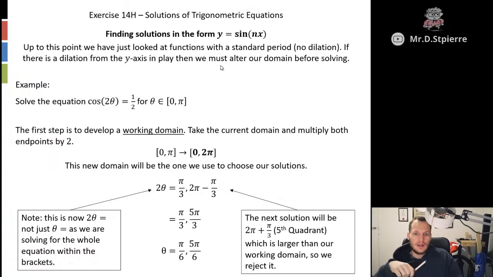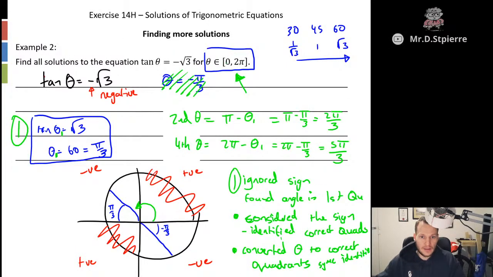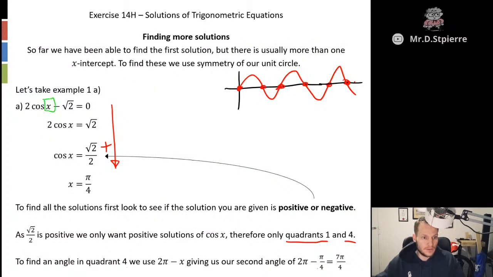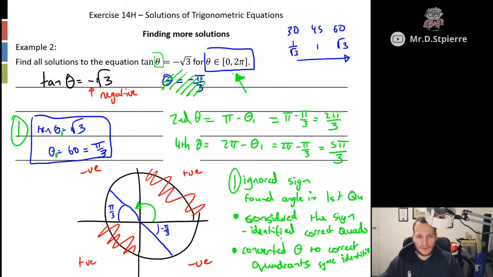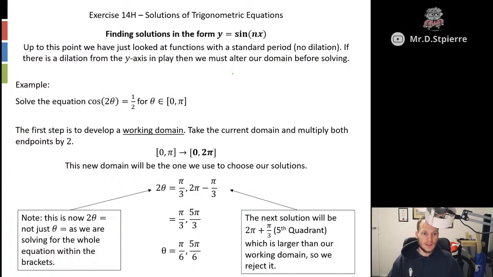Now, up until this point, as it says, we have looked at functions with just the standard period, so there's no dilation. Okay, so if we go back, there's no coefficient to theta. There's no coefficient to x, no coefficient to x, no coefficient to x. There's no coefficient inside the trigonometric function, therefore we have had no horizontal dilation, so we haven't dilated away from the y-axis. If there is a dilation in play, then we must alter our domain before solving.